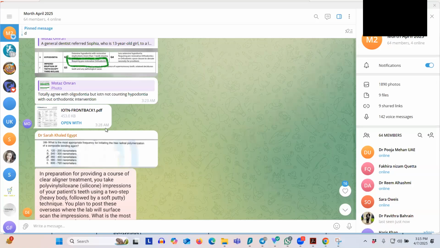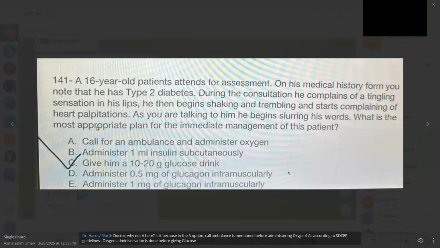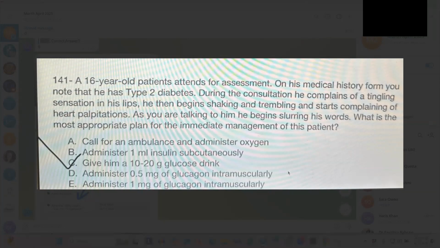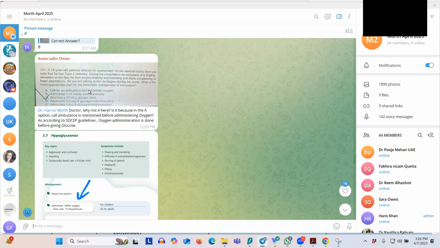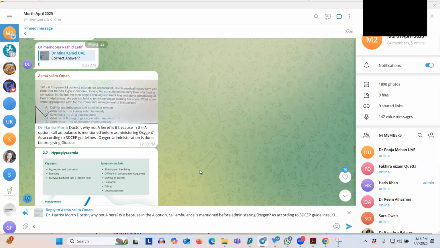A 16-year-old patient attends for assessment. Medical history shows type 2 diabetes. During consultation he complains of tingling sensation in the lips, begins shaking, and complains of heart palpitation. As you're talking he begins slurring his words. It's hypoglycemia, so we select this one. If they give you sugar drinks or orange drinks, that's a better option. But we're selecting option C here, because the patient is conscious. Since conscious, we won't go for the other option. We'll use the UK resuscitation guideline for hypoglycemia.